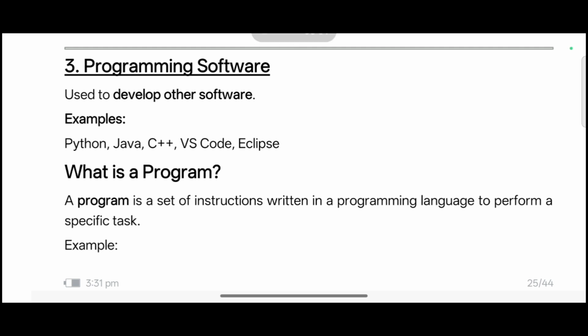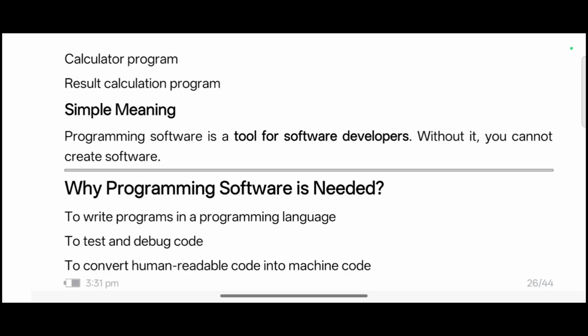Programming software is used to develop other software. Example: Python, Java, C++, VS Code, Eclipse. What is a program? A program is a set of instructions written in a programming language to perform a specific task. Example: calculator program, result calculation program. Simply, programming software is a tool for the software developer. Without it, you cannot create software.